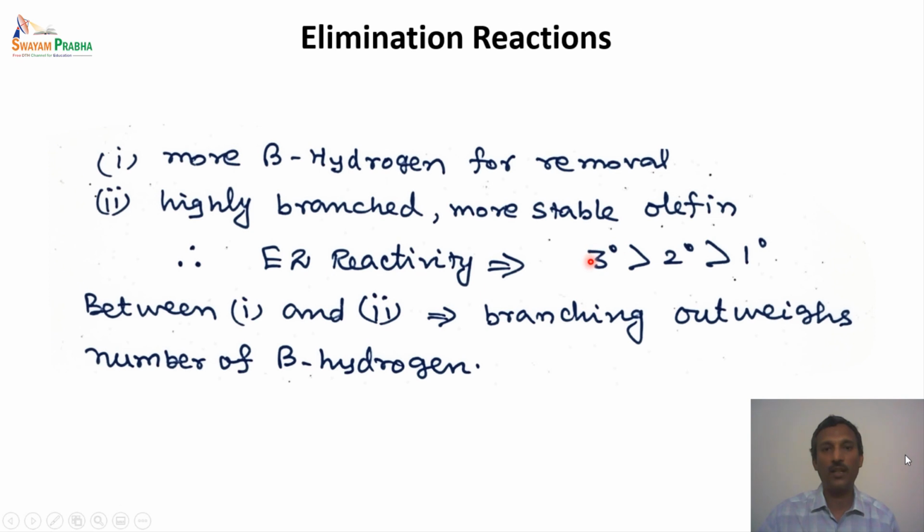We can say tertiary reacts much faster compared to secondary, which reacts faster than primary. So between the beta hydrogen removal and the highly branched one, the branching outweighs the number of beta hydrogens. So the stability is the most important one compared to the number of available beta hydrogens.